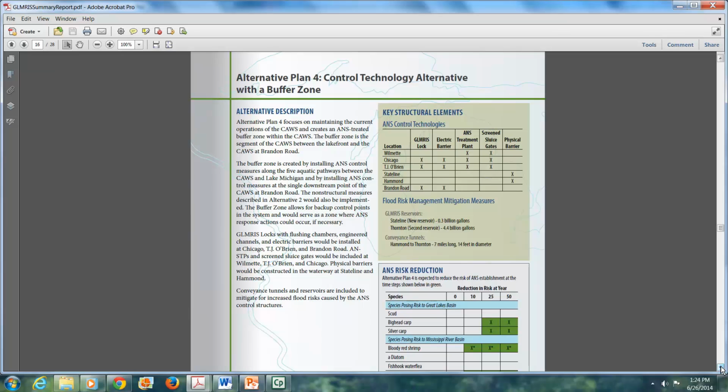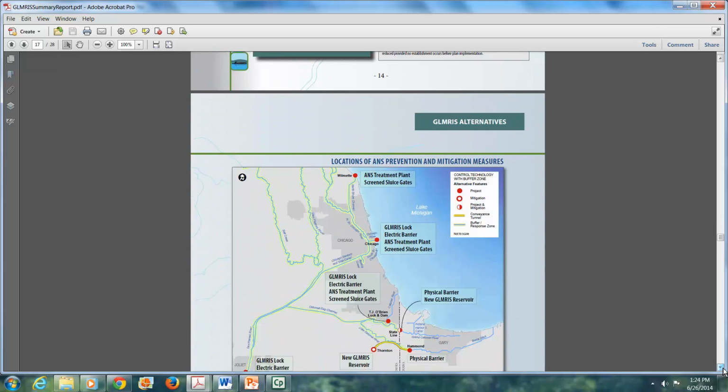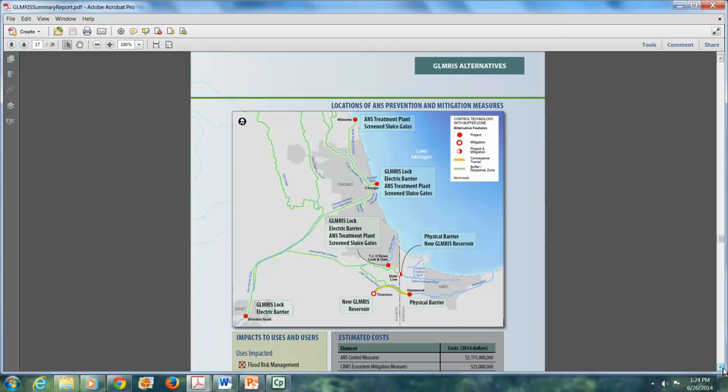It will tell you what kinds of measures are being used. You'll see here the key structural elements along with the non-structural elements. And so down here is a map that shows you what the elements would be here. So the U.S. Army Corps of Engineers does an excellent job on this piece, the risk control, identifying the options that are available.